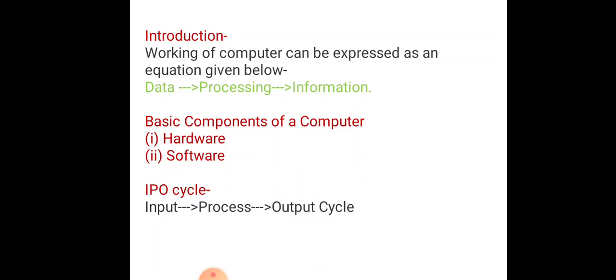Now we have IPO. Every task given to a computer follows a cycle which is known as the IPO cycle: input, process, output cycle. It accepts input, processes that input and produces the desired output.